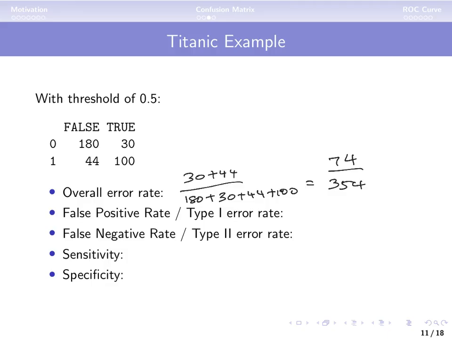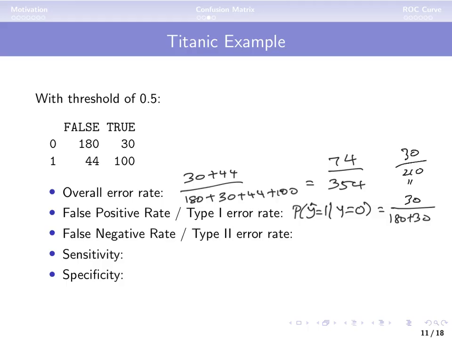False positive rate, that's going to be the probability that the person is classified as yes, but is truly no. Truly no means that out of these people, that's why the denominator is going to be 180 plus 30, what proportion of them were classified as yes, which is 30, so that's why the numerator is going to be 30. So this value here would be 30 out of 210.